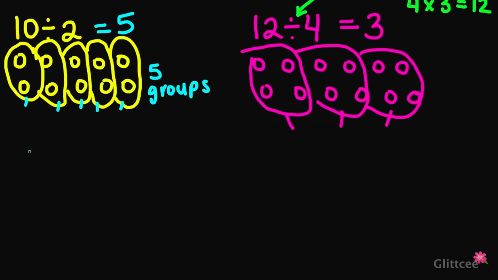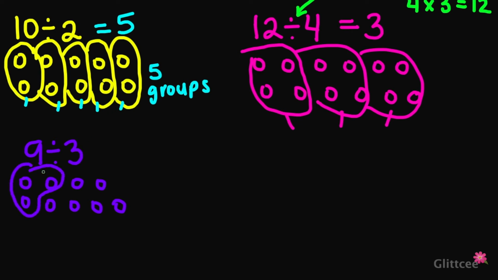Let's say I did 9 divided by 3. Same thing here: 1, 2, 3, 4, 5, 6, 7, 8, 9. I need to be in groups of 3. 9 divided by groups of 3s. So this is a group here, this is the second group, and this is a third group. So 9 divided by 3 is 3. And then 3 times 3 equals 9.